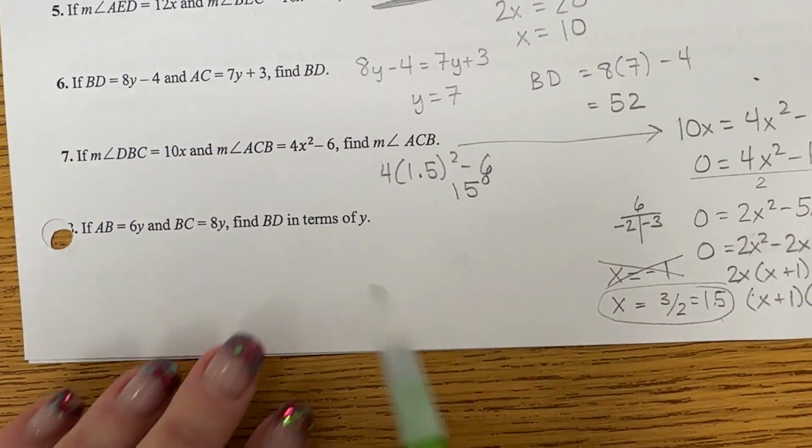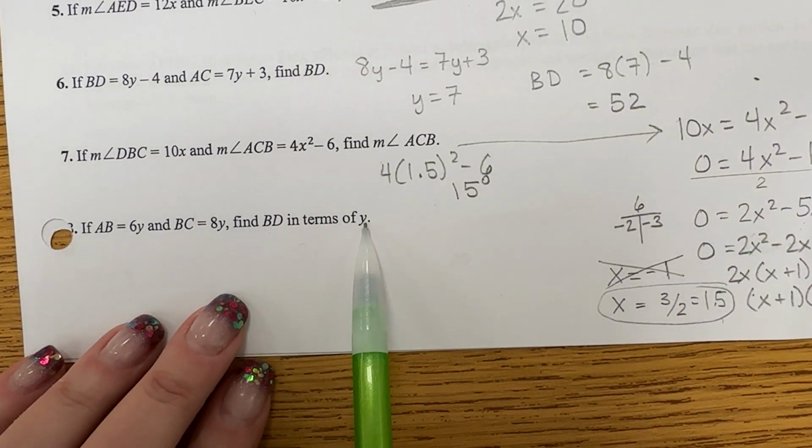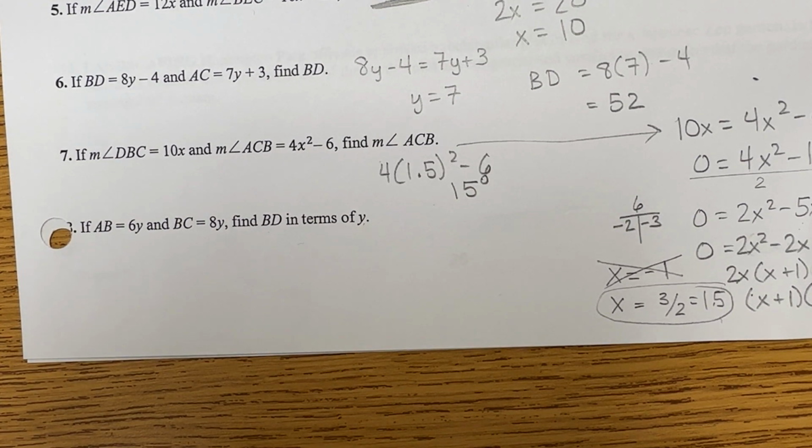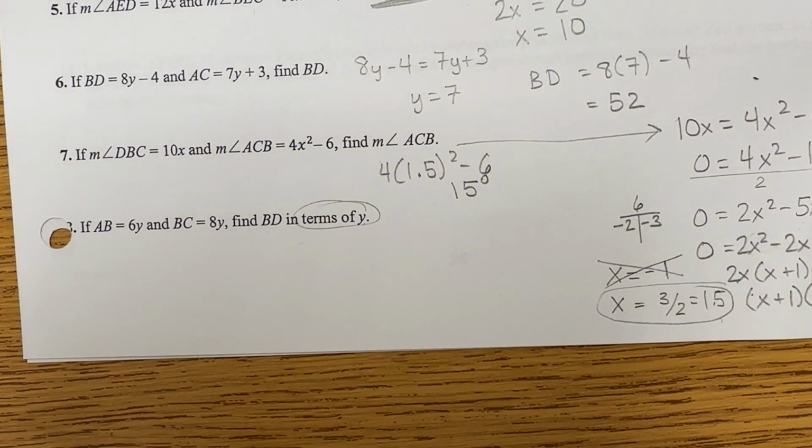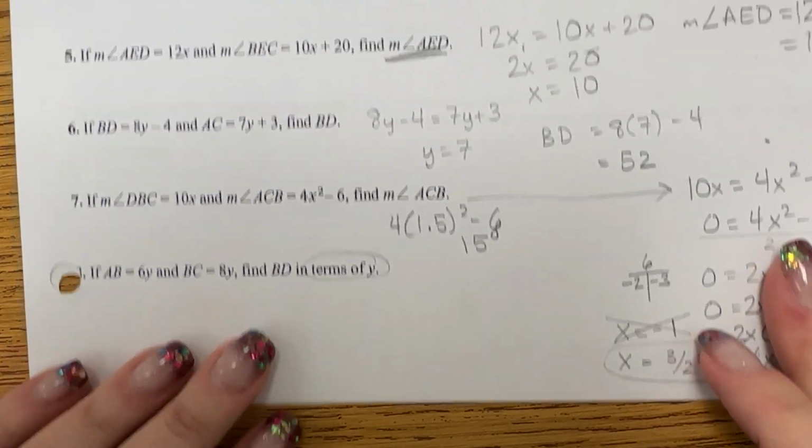So our very last one says, write BD in terms of y. That means that when you do this problem, you will have a y left at the end. It's not going to be equal to a number. It's going to have a y in it. So don't freak out when you still have a y in your problem. Okay, so let's talk about this.